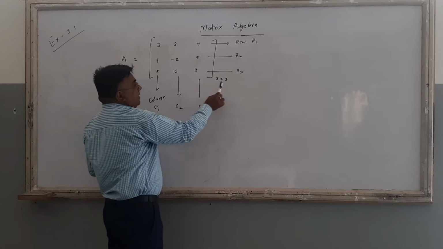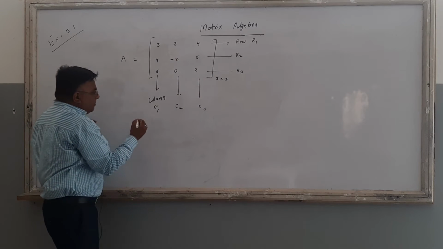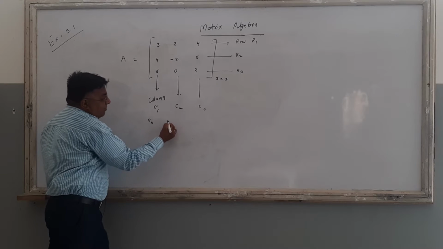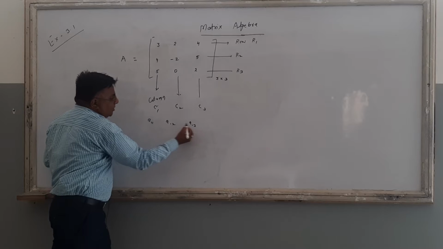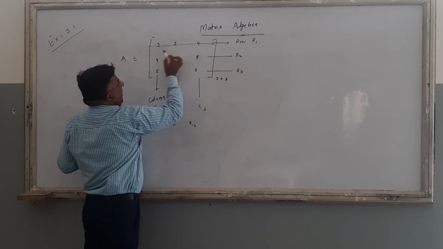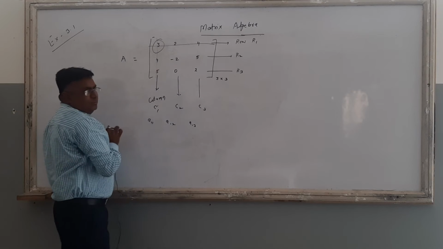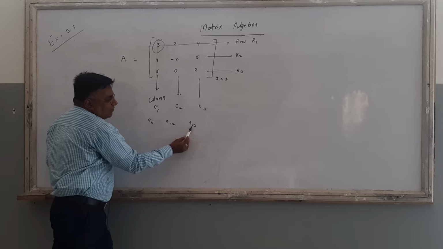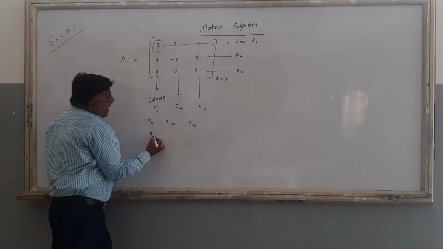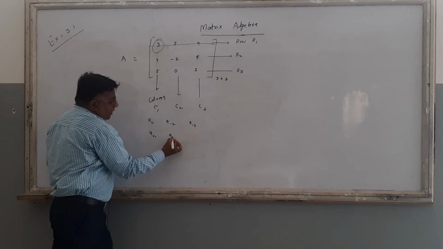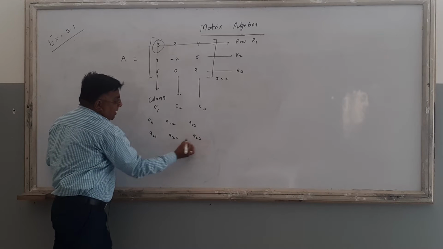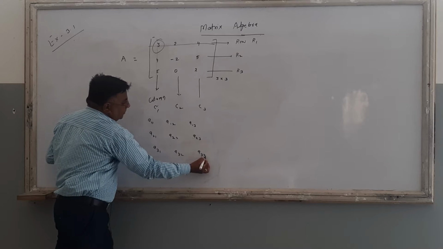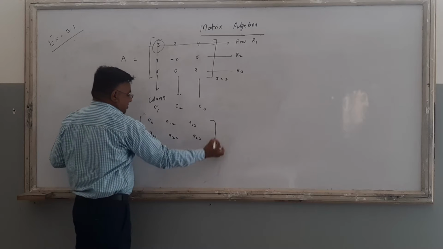Then there are 9 elements, and elements are denoted by small a, but with subscripts: A11, A12, A13. A11 is the first row and first column, right? A12 is the first row, second column. A13 is the first row, third column. The elements of the second row are A21, A22, A23. The elements of the third row are A31, A32 and A33. This is the notation of elements, right?